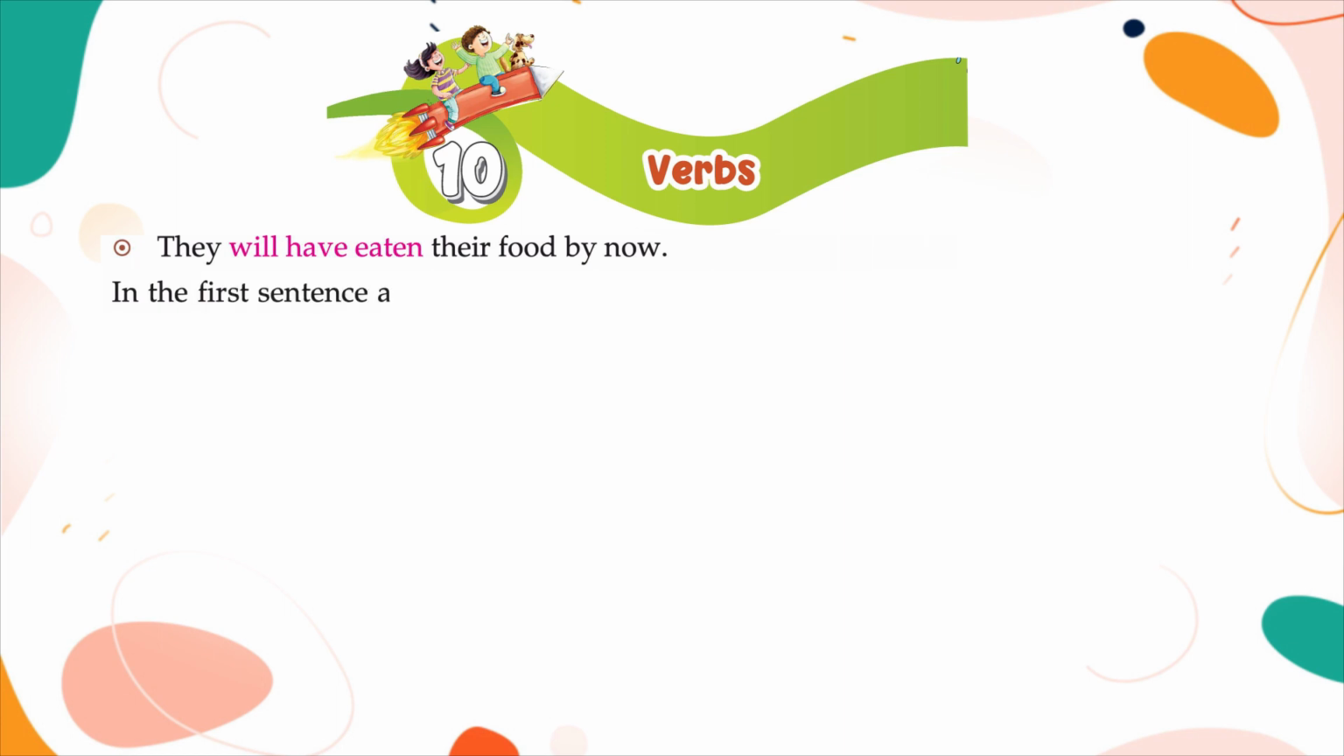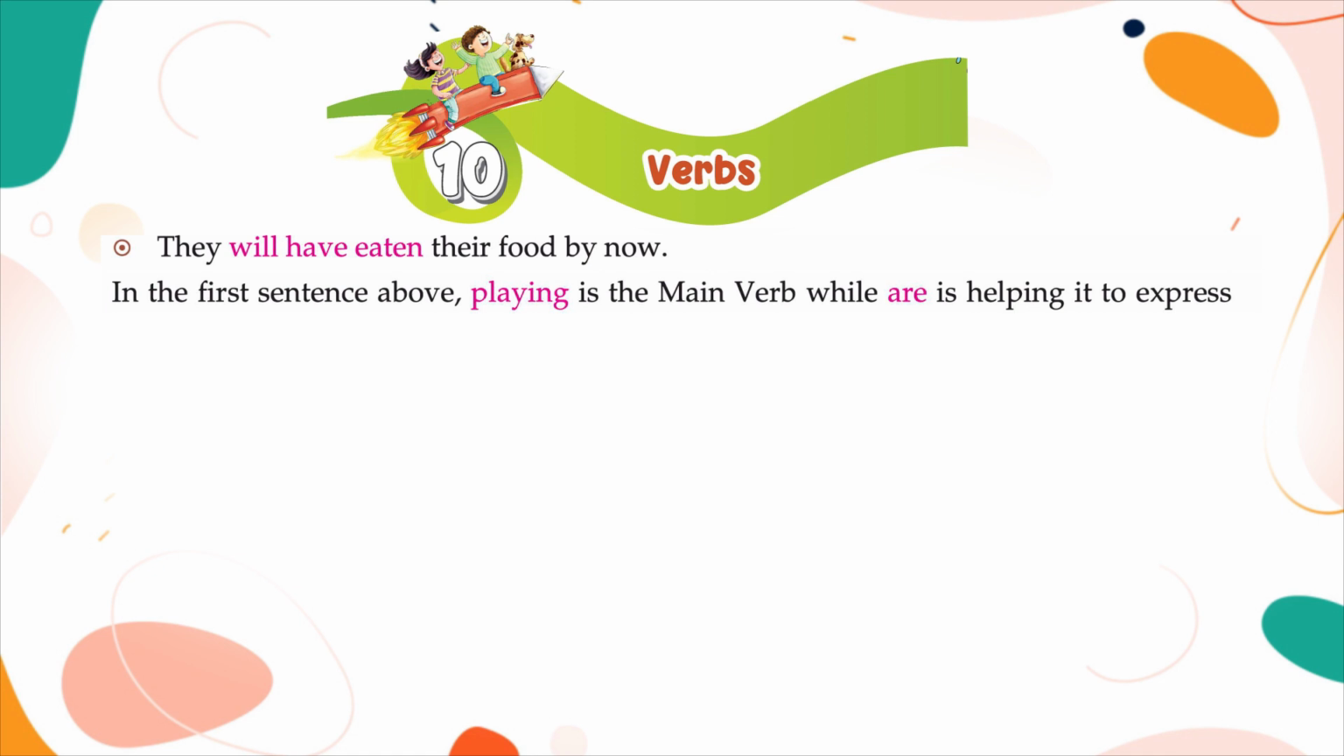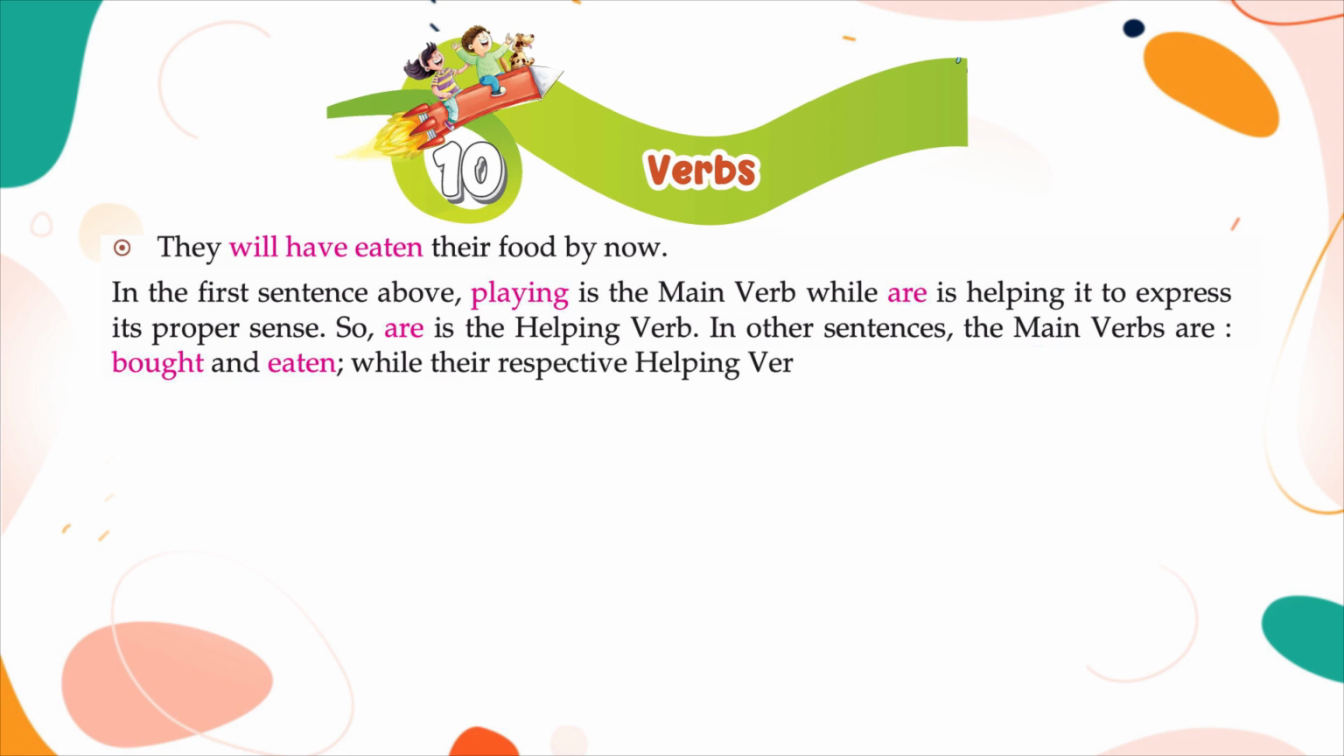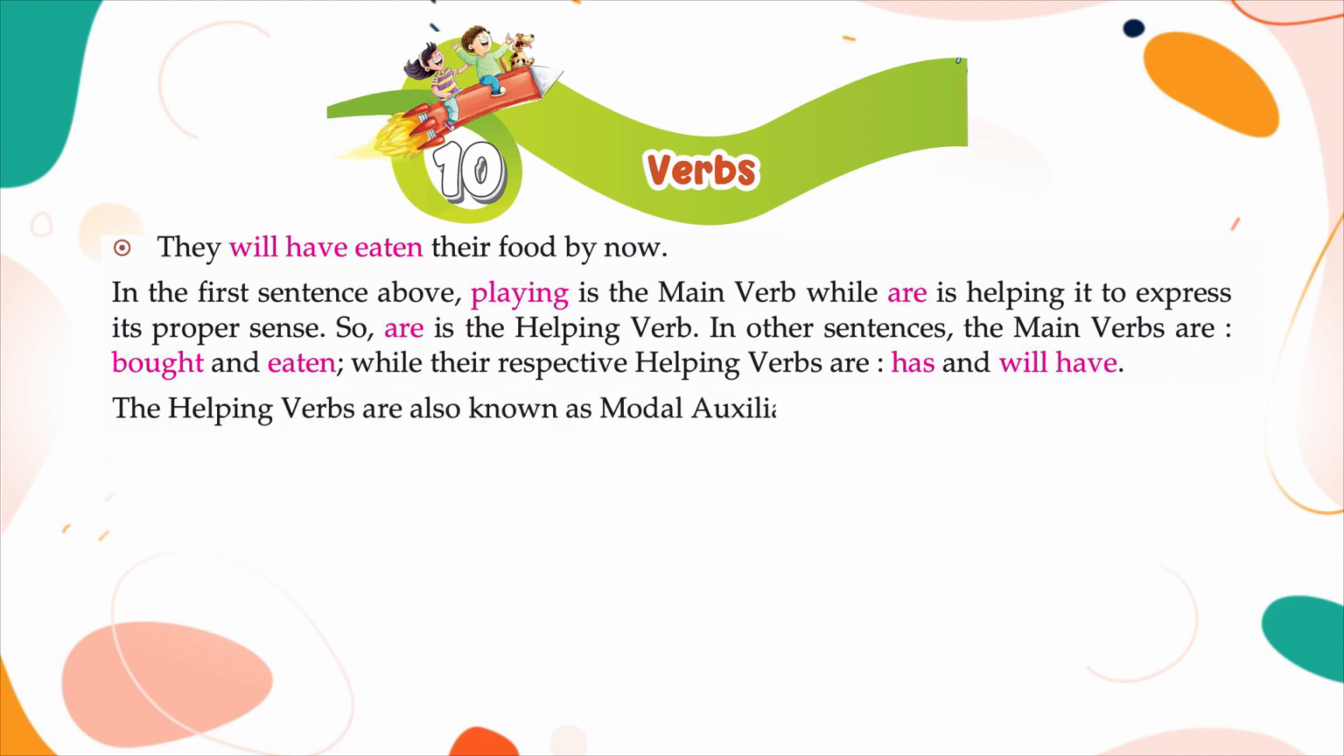In the first sentence above, playing is the main verb while are is helping it to express its proper sense. So, are is the helping verb. In other sentences, the main verbs are bought and eaten while their respective helping verbs are has and will have. The helping verbs are also known as modal auxiliaries.